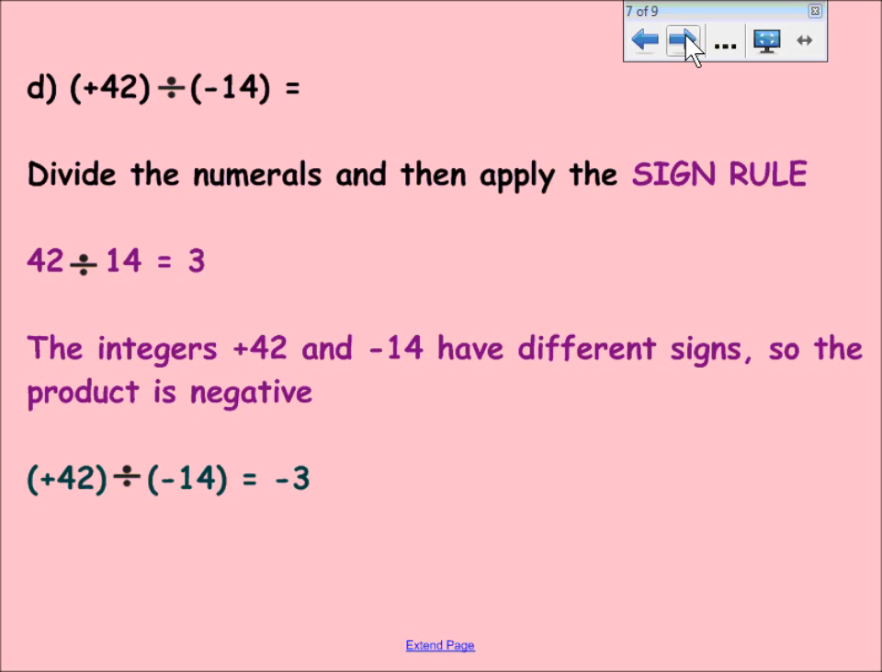We have a positive and negative again. We have 42 divided by 14, which equals 3. When we have a positive and a negative, it equals negative. So we apply the sign rule. We have negative 3.